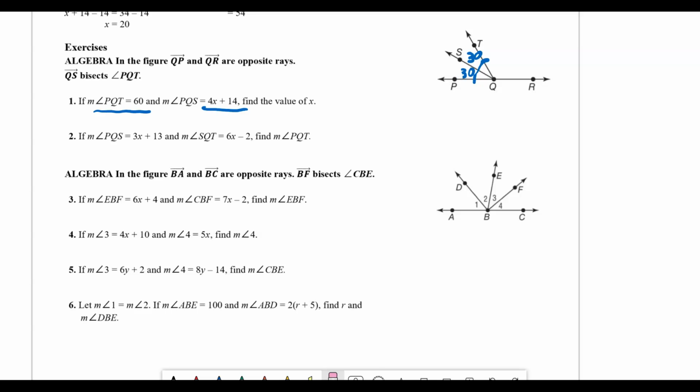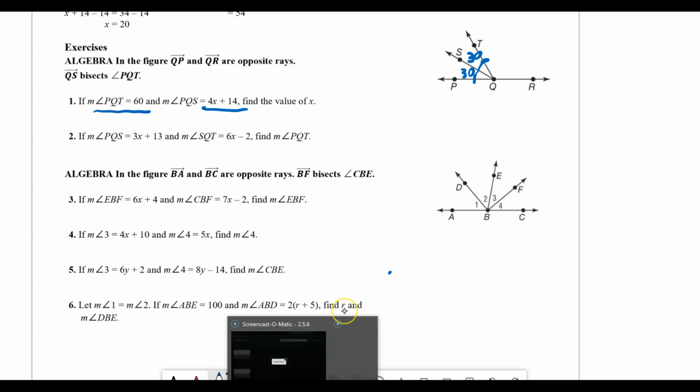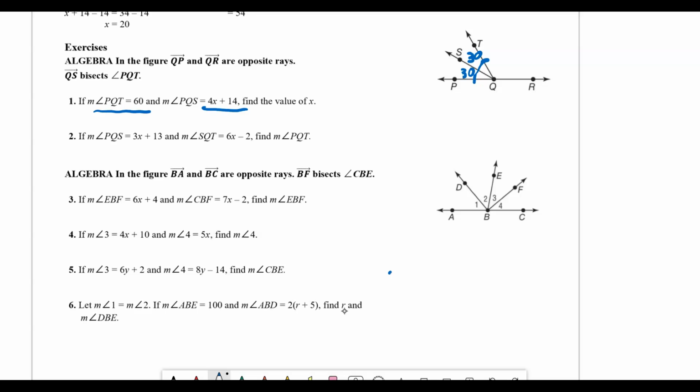Okay, and then remember that they're also telling me that PQS is 4x plus 14. So the equation we can establish here is that 4x plus 14 is equal to 30. And then, of course, we're going to just use algebra to solve for x here. So I subtract 14 from both sides, and we would have 4x is equal to 16, and then we divide by 4. So x equals 4 would be an adequate answer for that.